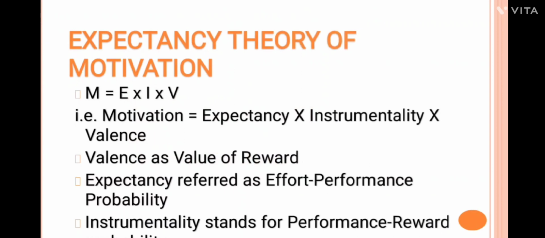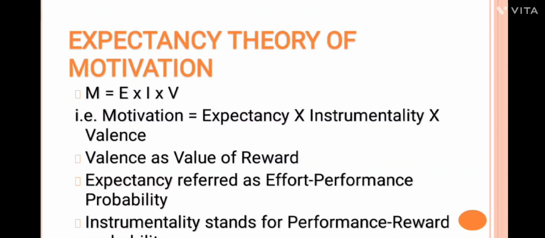The next and the last one is the expectancy theory of motivation. This theory is based upon three variables. Here we are seeing E, I and V. E stands for expectancy, I stands for instrumentality, and V stands for valence. These three variables define the motivation.